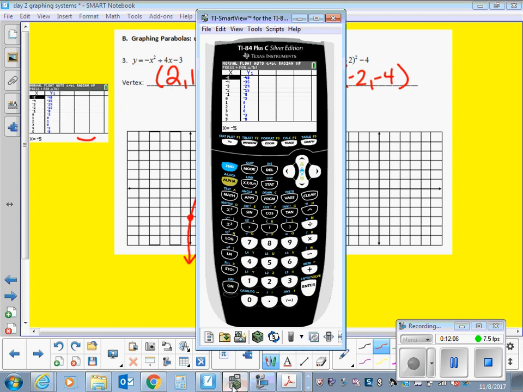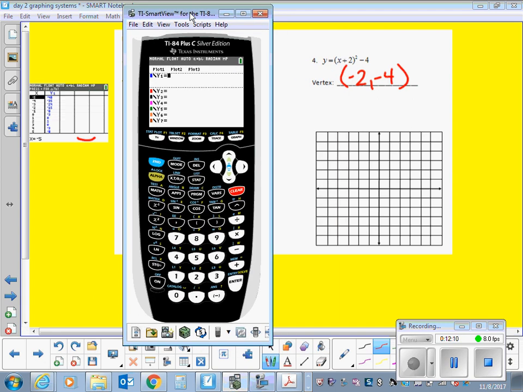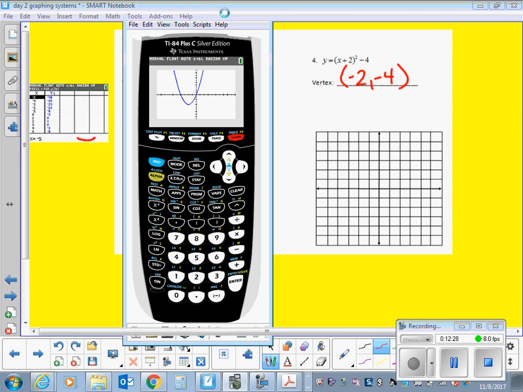Alright, you guys get some points? x plus 2 squared minus 4. Graph should look like that. 0, 0, negative 4, 0.